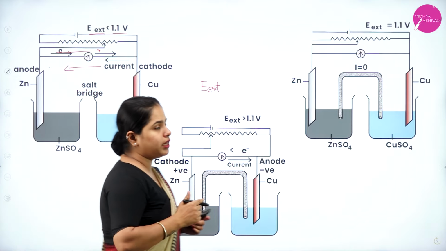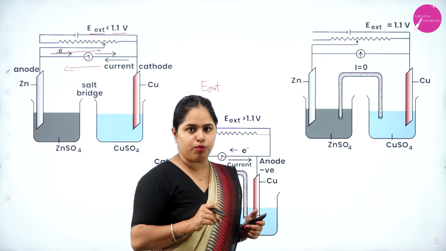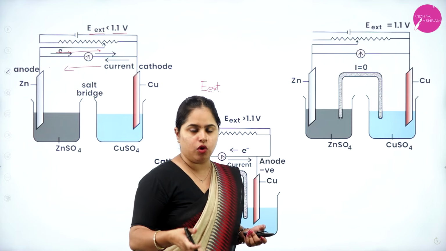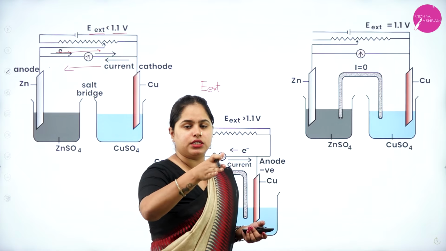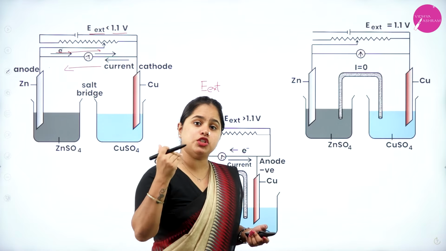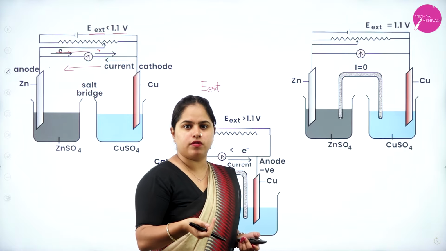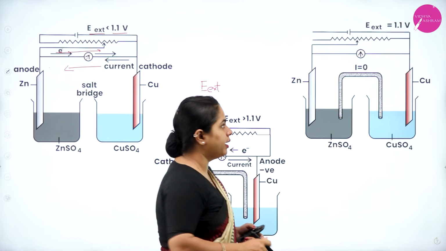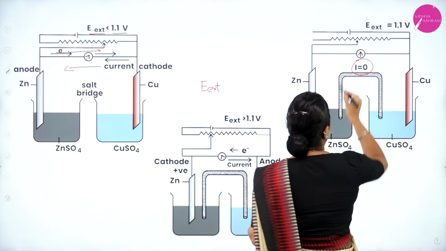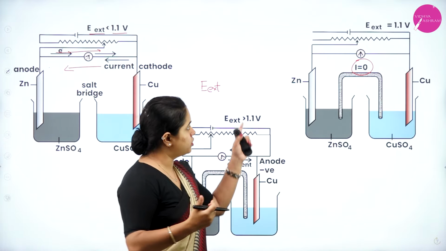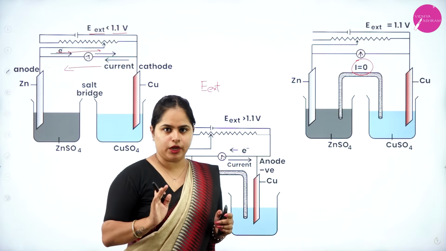Now, if the external EMF we are producing is equal to 1.1 volt, what will happen? What is already produced by the cell is 1.1 volt. I am applying another external EMF which is opposite to that, with the same value, that is 1.1 volt. So altogether what will happen? The reaction will stop. There will be no current produced because the external EMF I am applying is also 1.1 volt. I hope it is clear.